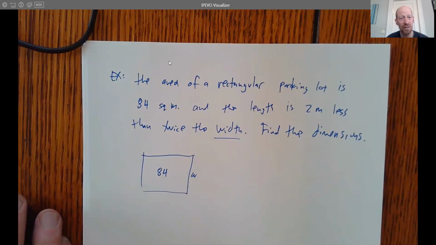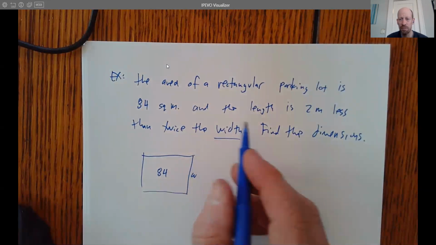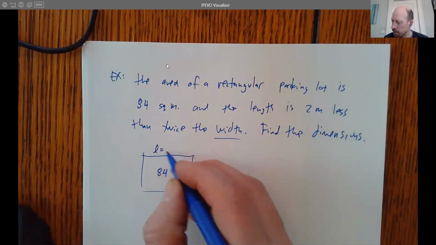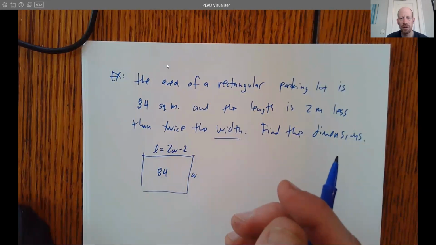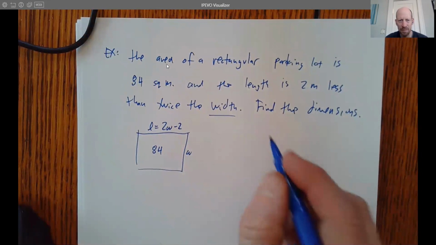But yes, when we solve systems, we had some applications and we would have two variables, and that is okay. But given the choice, we'd really prefer to have one variable. So here, the length is L, but the length is 2 meters less than twice the width. So, right, 2W minus 2. And so now I can set up an equation.